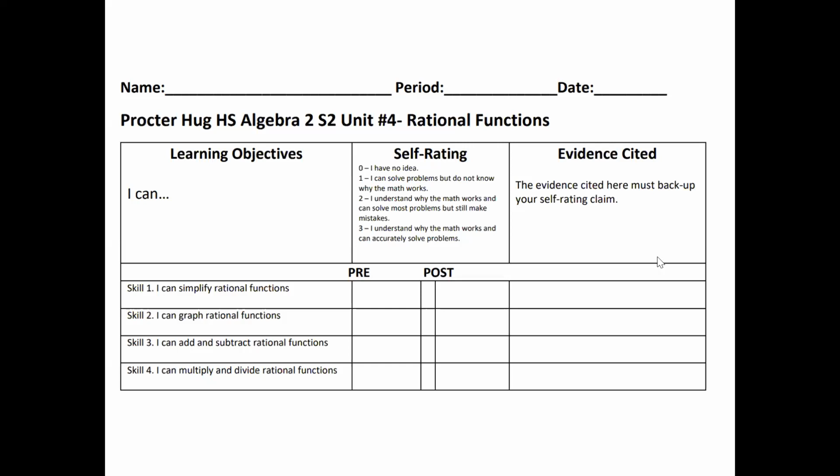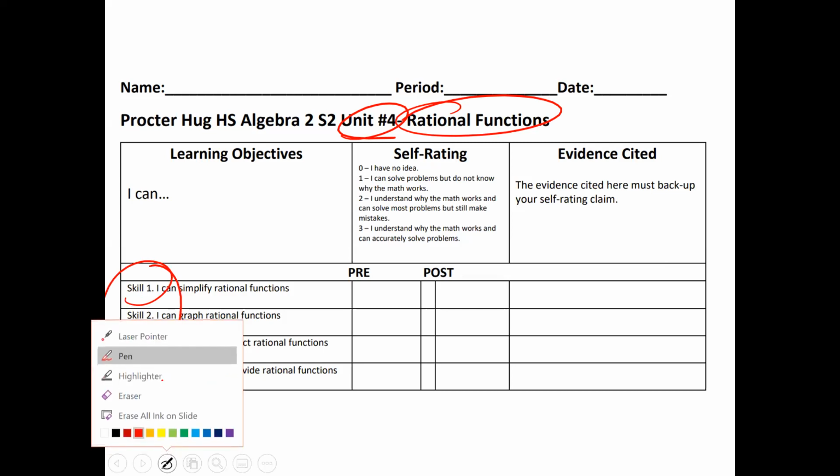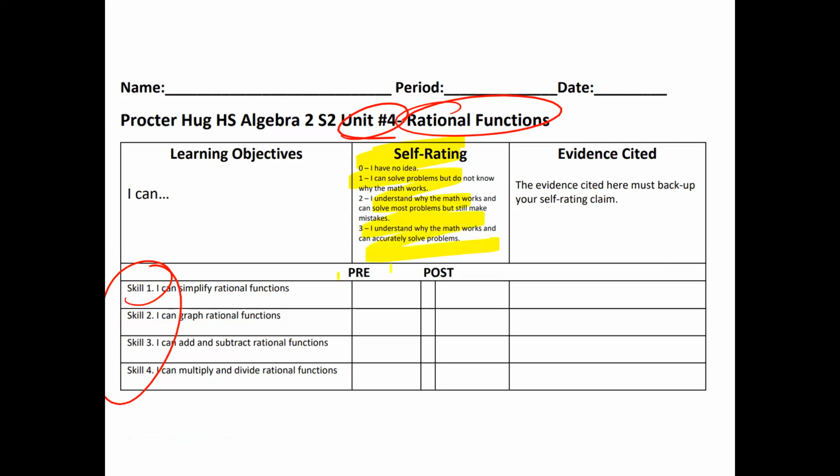All right, so looking at your brand new unit, it's Unit 4. It is going to be on rational functions, and there are 4 skills that we're going to specifically target, and these are the 4 right there. So the first thing I'm going to have you do is on your self-rating, under the pre area right there. Under pre, where do you fall, 0, 1, 2, 3, when it comes to those 4 skills? Just take a moment and fill that out. And it's okay if you don't know them because we're just starting, but I want to see where you are, and then we'll compare it to the post later on.